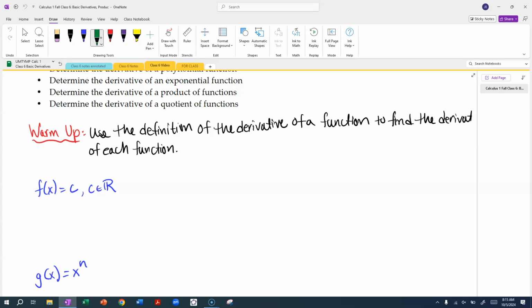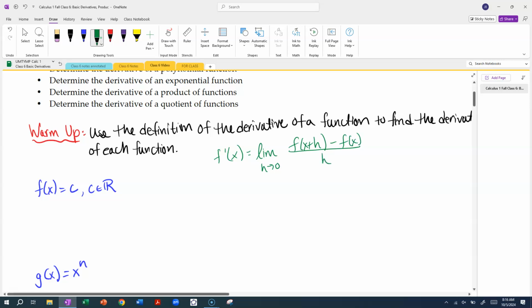And then just as a reminder, if we're looking for the derivative of a function f, we would notate it as f prime of x, and that would be found by doing the limit as h approaches 0. And then in the numerator, we'd have f of x plus h minus f of x, and then divide the whole thing by h. Okay, so I encourage you to pause the video, try these derivatives on your own, and resume the video when you're ready to see and hear the solution.